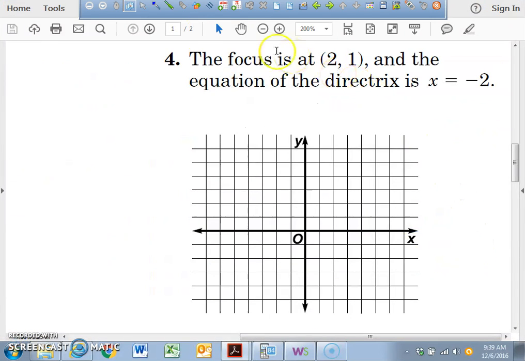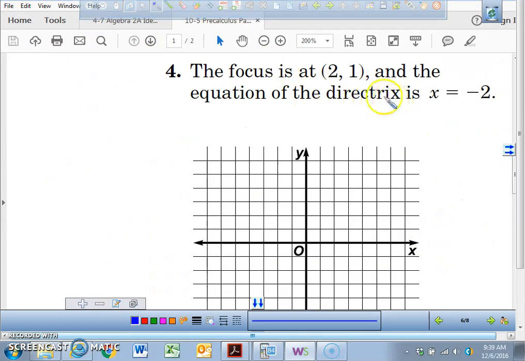All right, let's look at number 4. And number 4, they give us two things. They give us a focus. So build my focus right here: 2, 1. Over 2, up 1. I'm going to put a focus right there. And it also says the directrix is at x equals -2.